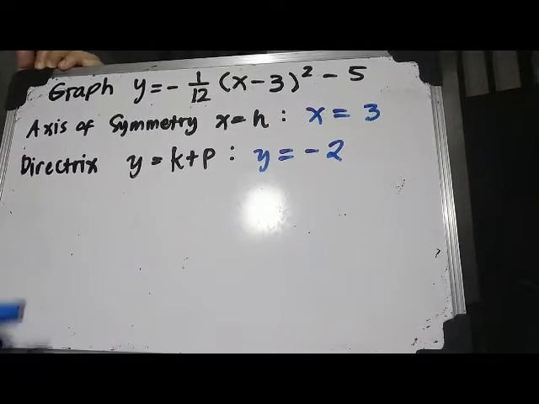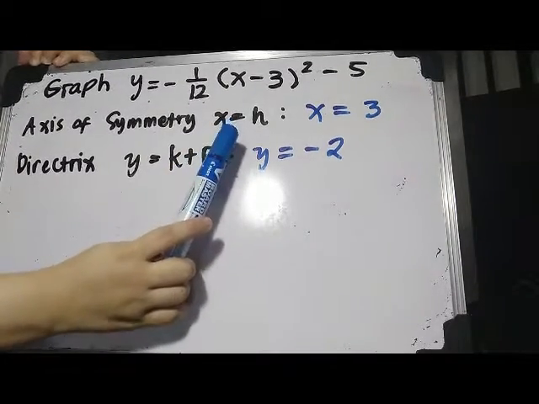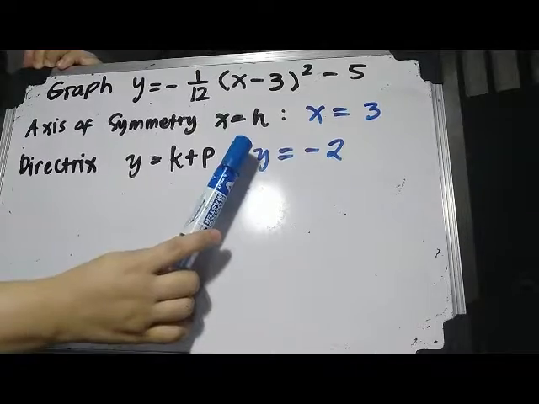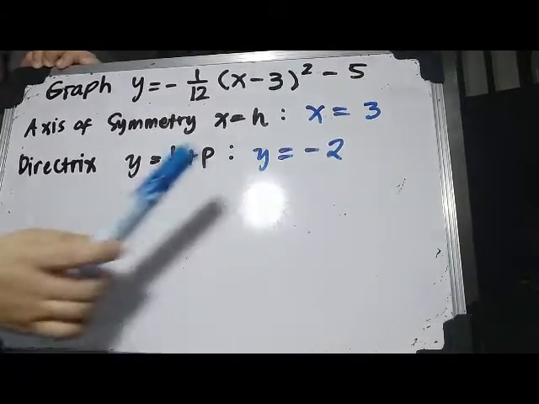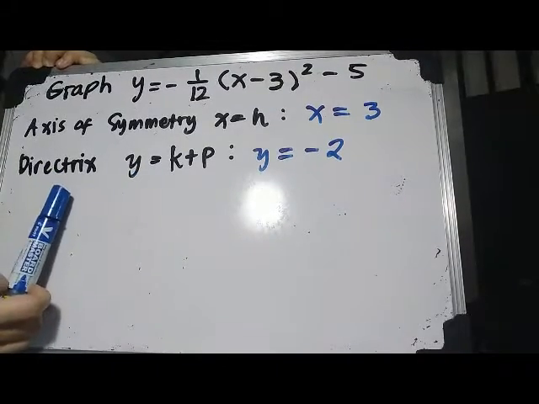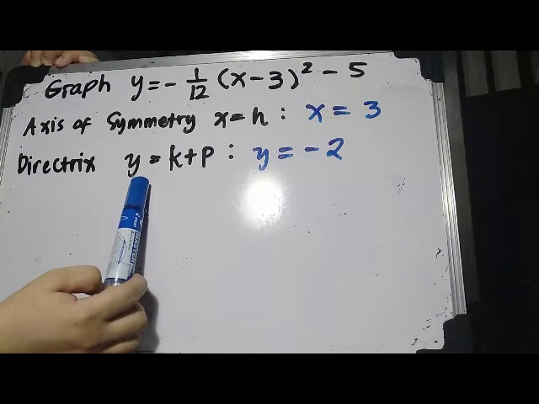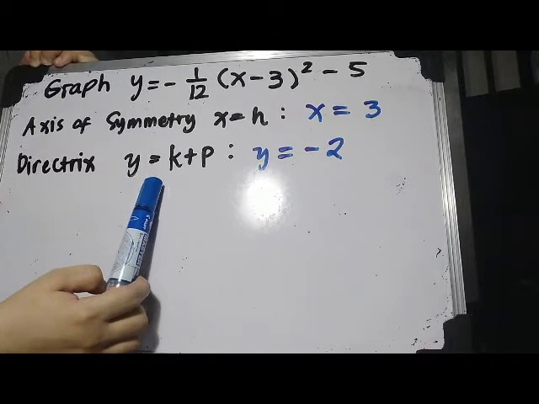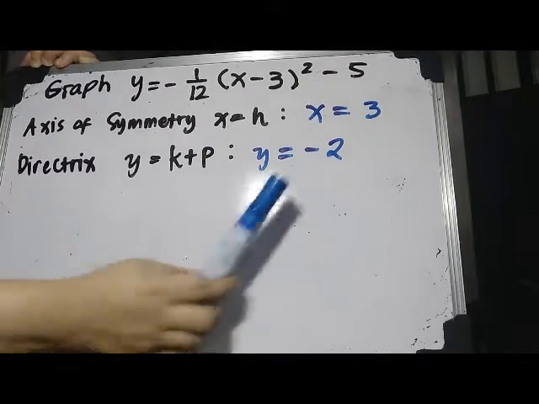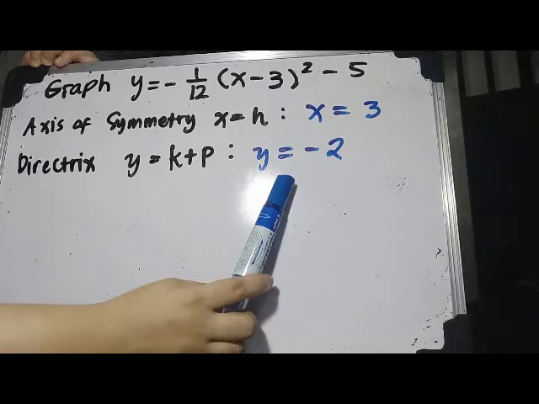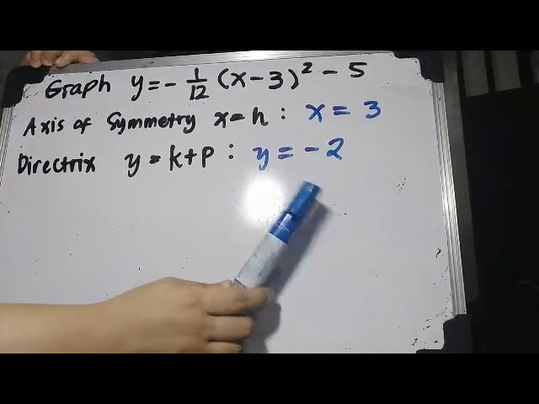Then for the axis of symmetry, since we have a vertical parabola, our axis of symmetry is given as x equals h. We know our h is 3, so our axis of symmetry is simply x equal to 3. So it is going to be a vertical line intersecting the x-axis. And for the directrix, since we have a downward parabola, the formula for the directrix is y equals k plus p. So our k is negative 5 and our p is 3. Negative 5 plus 3 is negative 2. So our directrix is y equal to negative 2, and this is going to be a horizontal line intersecting the y-axis.